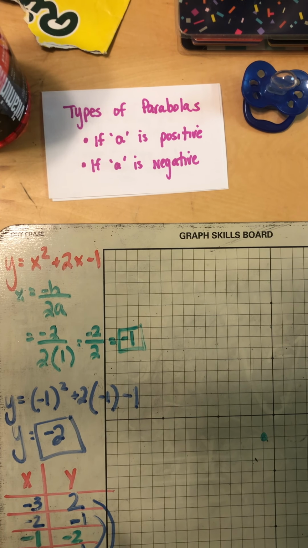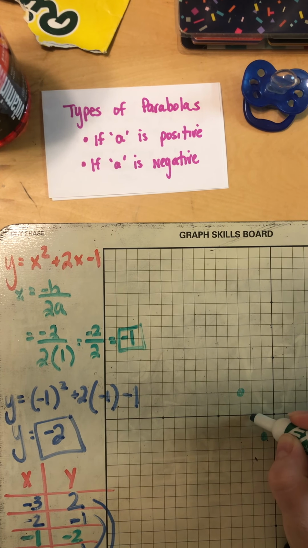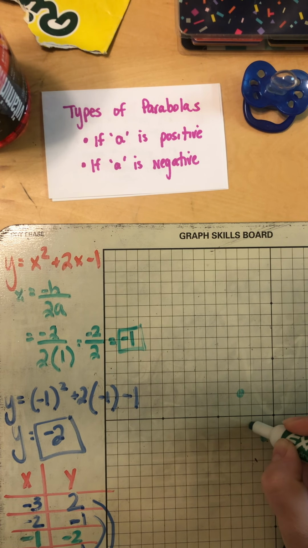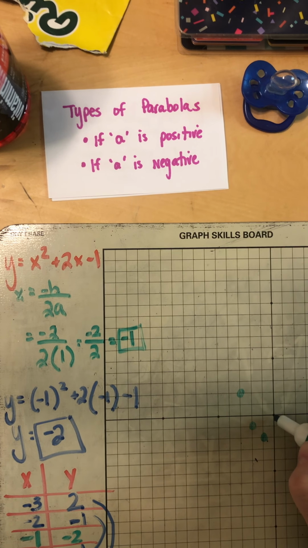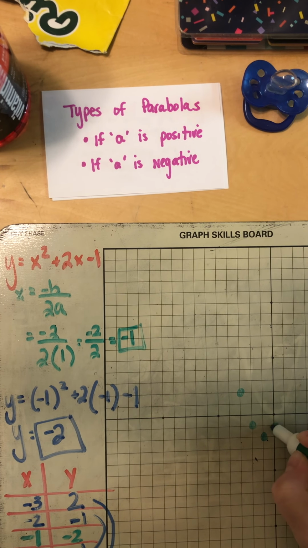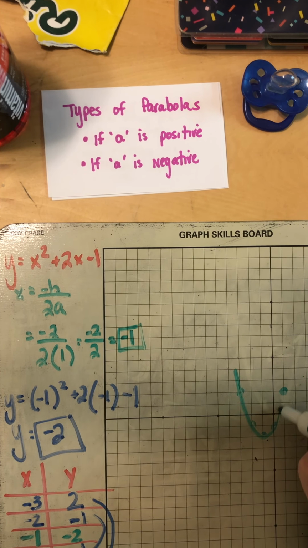So now I'm just going to graph negative 3, 2. 1, 2, 3. Positive 2, 1, 2. Negative 2, negative 1. 1, 2. Negative 1. So I already graphed that one. So 0, negative 1. And then 1, 2. And there's your parabola.